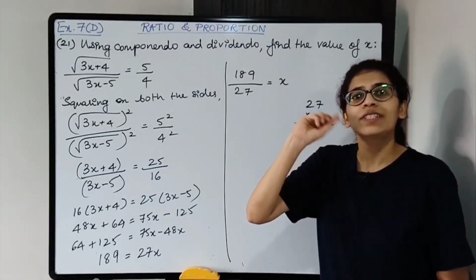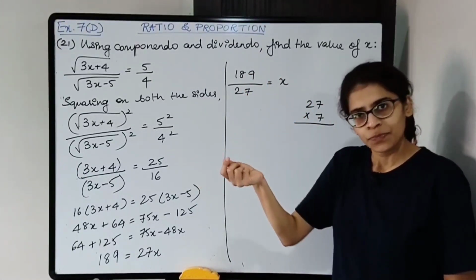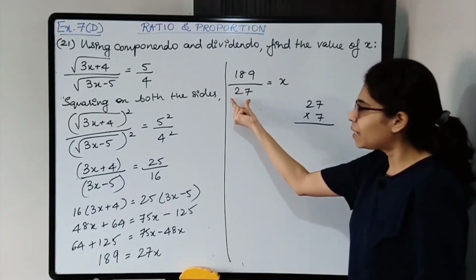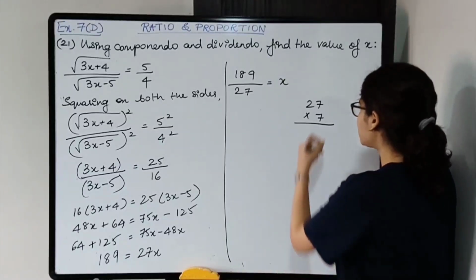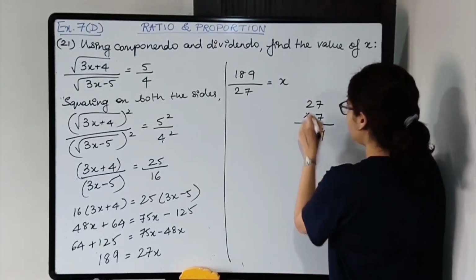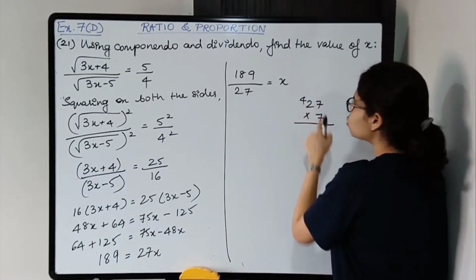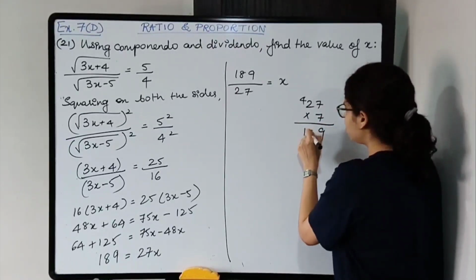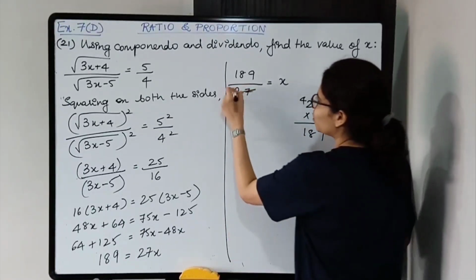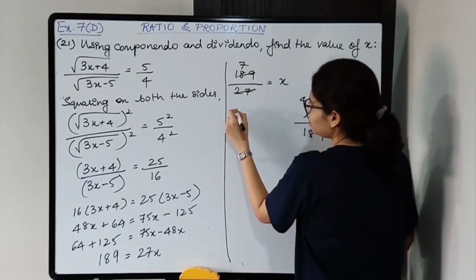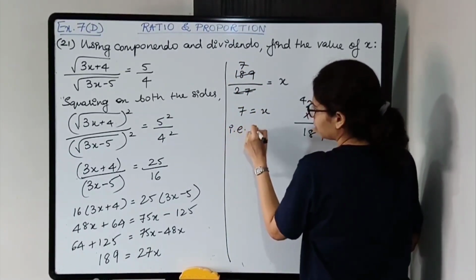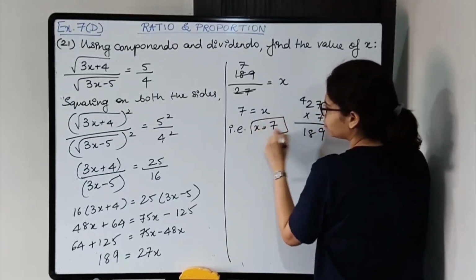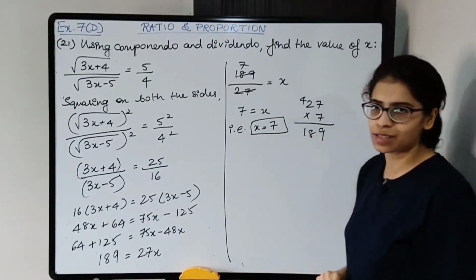So 7 7s are 49. That is why we are multiplying 27 with 7, to check if we are getting 189. 7 7s are 49, 7 2s are 14 plus 4 is 18. So 7 is equal to x, that is, x is equal to 7. Box this.